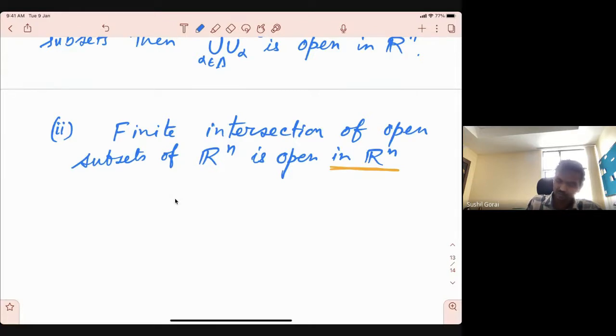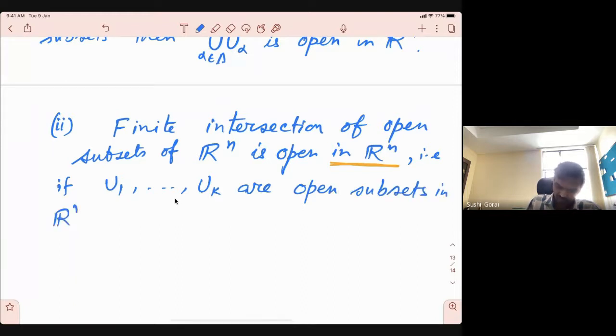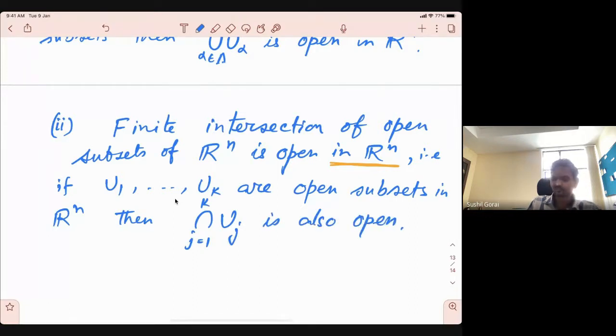So what does this mean? That is, if U1, U2, up to UK are open subsets in Rn, then the intersection of Uj, j from 1 to K, is also open. Is it clear?